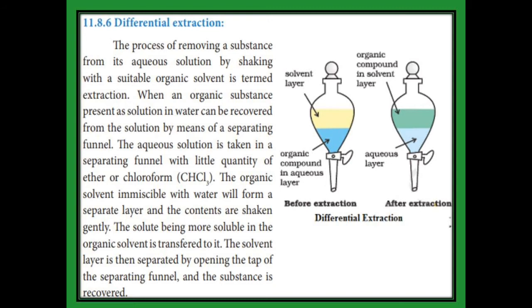In this separating funnel, for the organic solvent layer, we can add ether or chloroform. That organic solvent is immiscible with water. Immiscible means they never dissolve in water, so they form a separate layer. You can see that after extraction there is a green layer and a blue layer. The green layer is the solvent layer, and the blue layer is the aqueous layer. So we can separate the impurities and the organic compound by using this solvent extraction. That is called differential extraction.